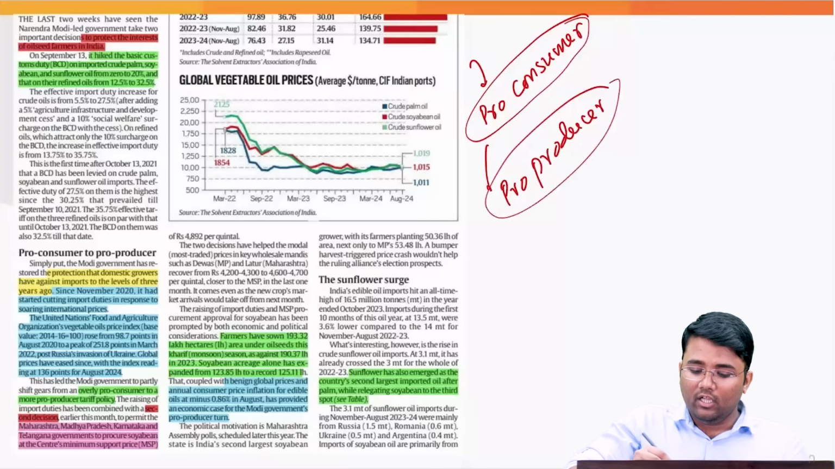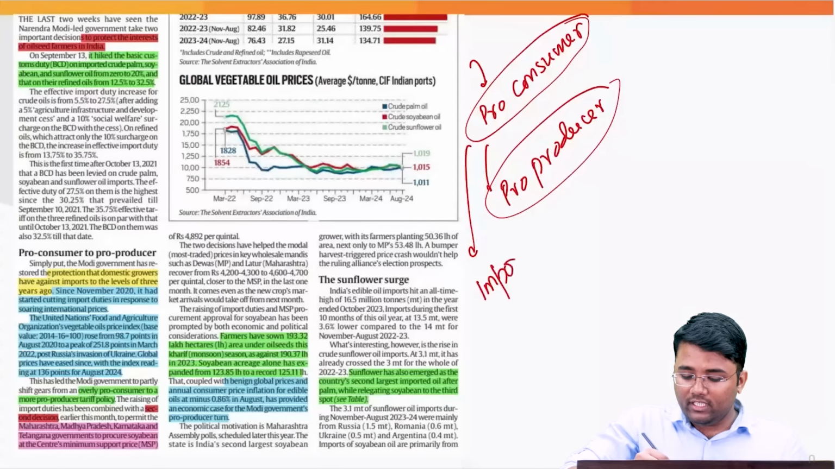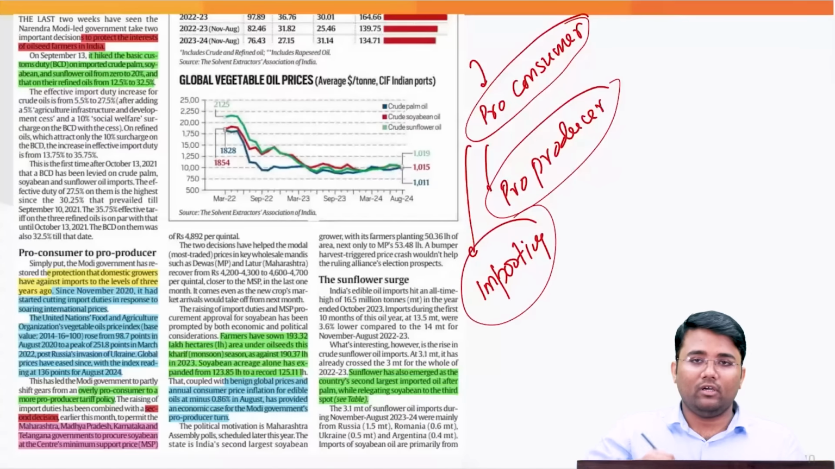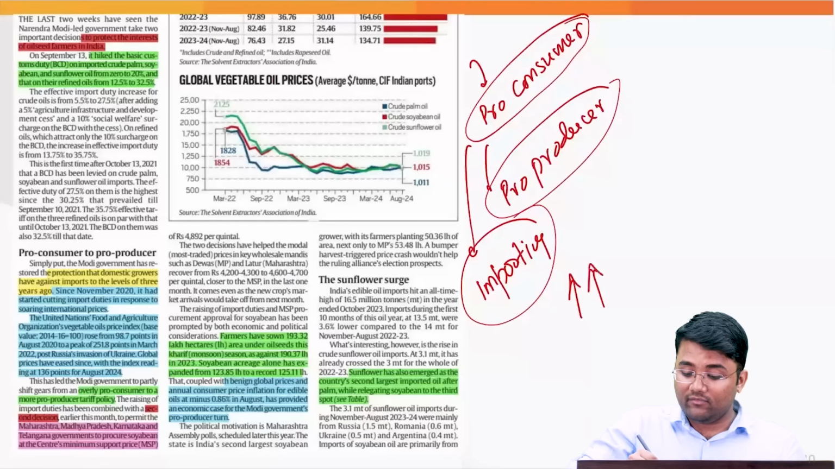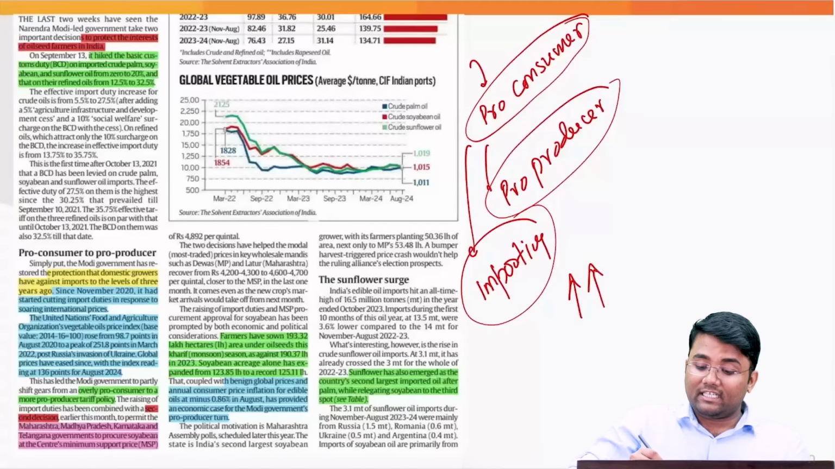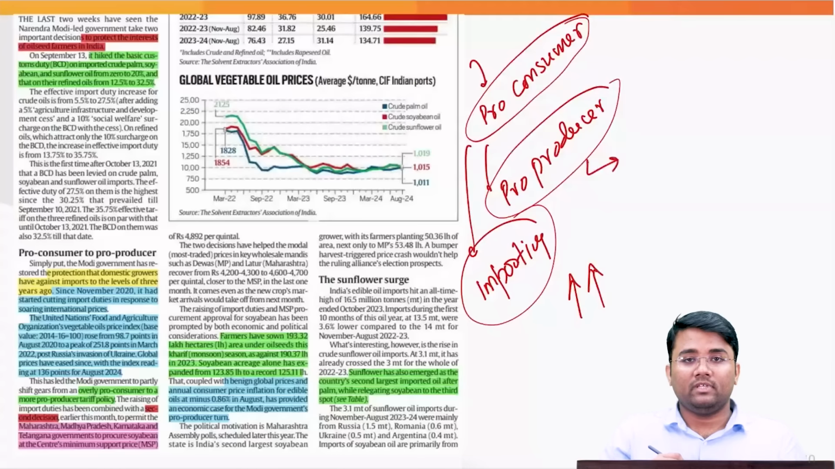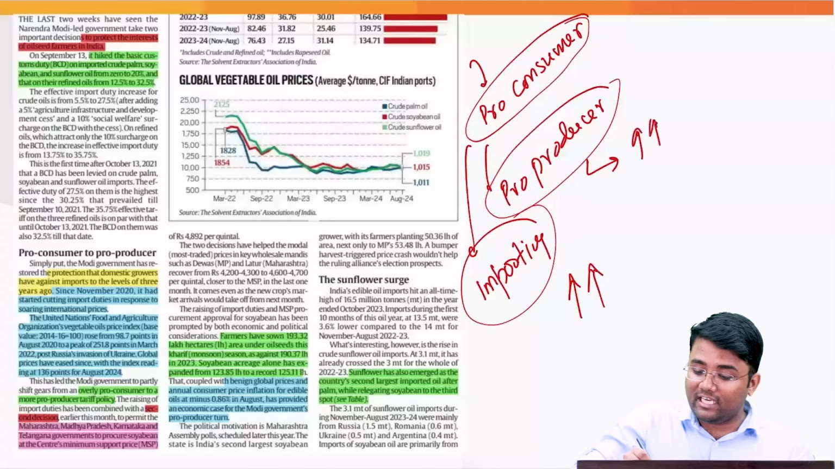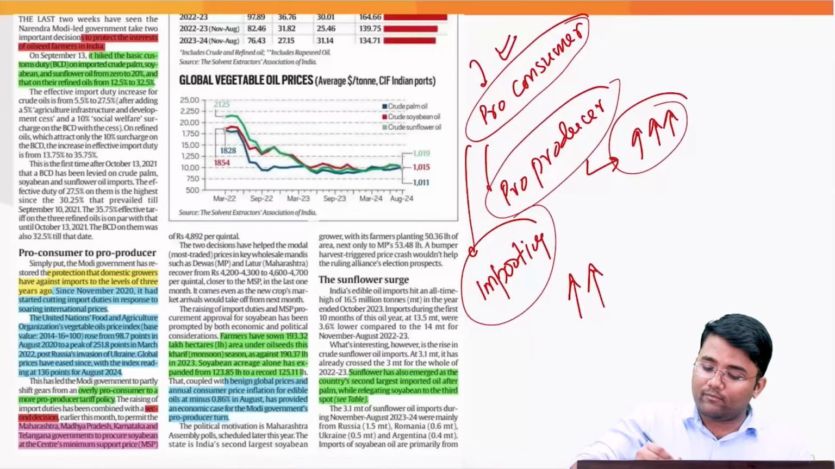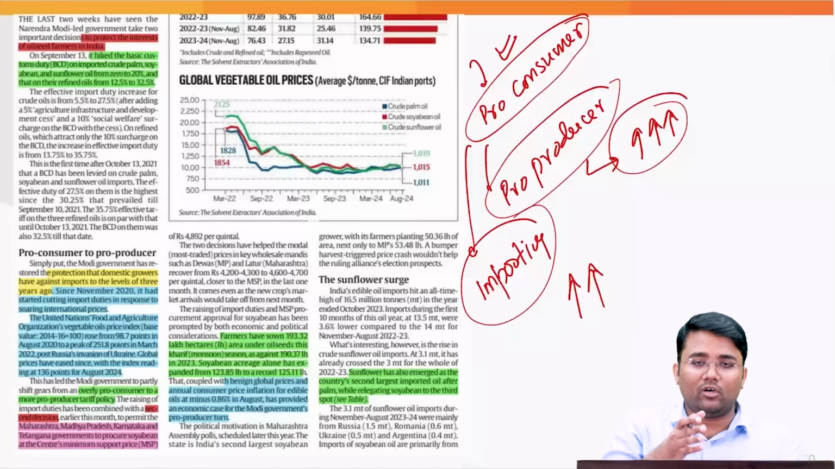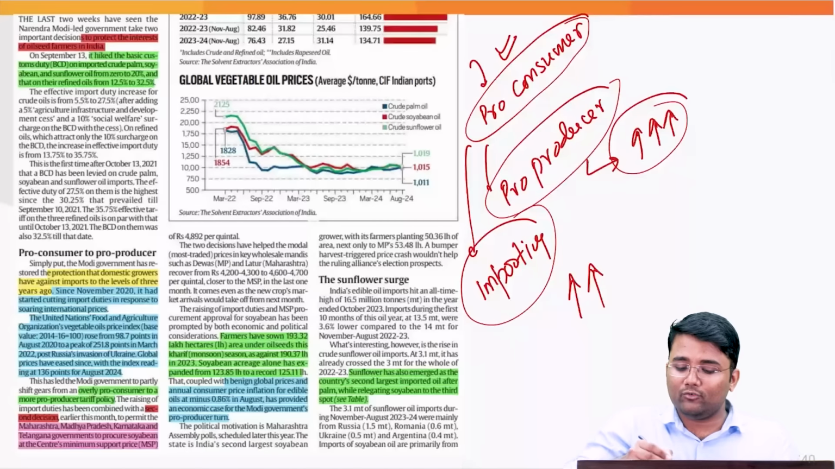What does it mean? The government was importing edible oils so that the prices of edible oils don't increase very much. But now the government has increased the customs duty on these edible oils. Also, they have increased the procurement of these edible oils so that the prices that farmers are getting can be increased.